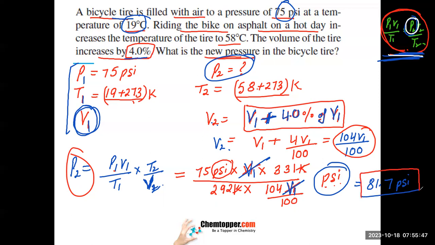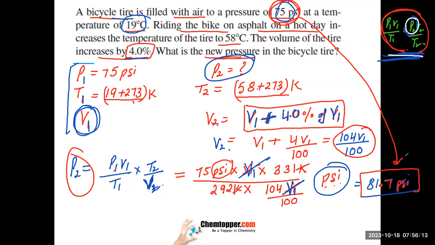Good. Now I want you to compare this pressure, 81.7, with 75. Can you see that the pressure has increased? Why? Because the temperature is increasing. So what will happen if you keep increasing the pressure? What will happen to that tire tube? It will burst.